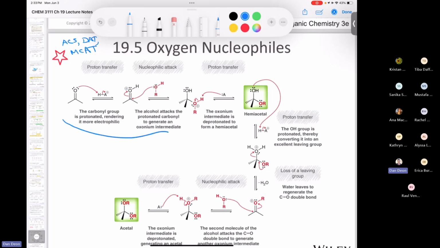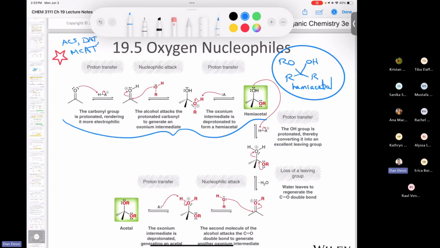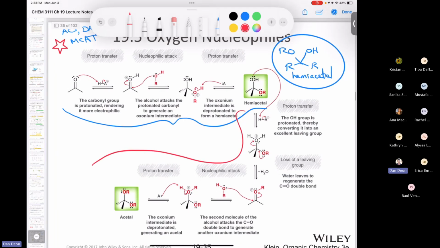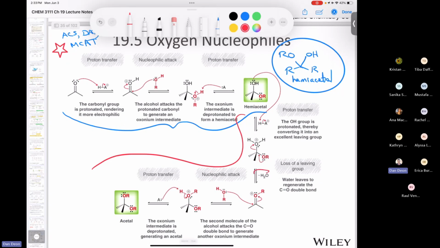Now, the way that the textbook breaks it down is there's 3 steps before you form what's called a hemiacetal. A hemiacetal is when we have an R group and another R group, like you have an ether and an alcohol on the same carbon. This is called a hemiacetal. So not only do you have to know the acetal, you have to know the hemiacetal. The first 3 steps get you to the hemiacetal, and then the last 4 steps take you to the acetal. And in the last 4 steps, that's where you lose the water.